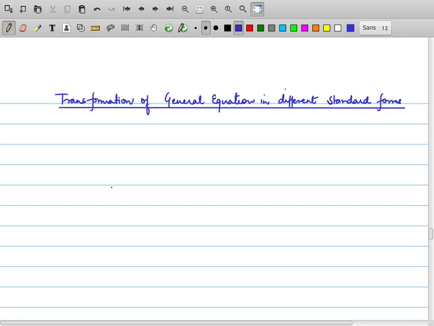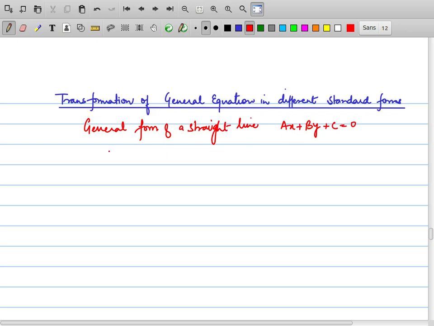Now the next topic that we will discuss is transformation of general equation in different standard forms. We have already discussed that the general form of a straight line is given by ax plus by plus c equals to 0. That is a linear equation in x and y. A linear equation in x and y always represents a straight line.